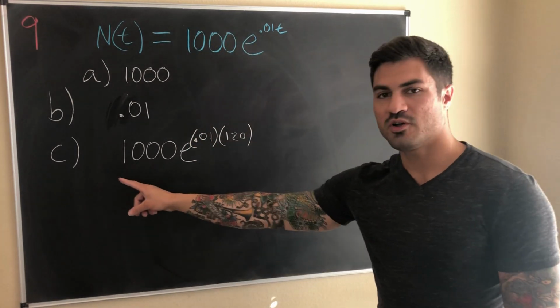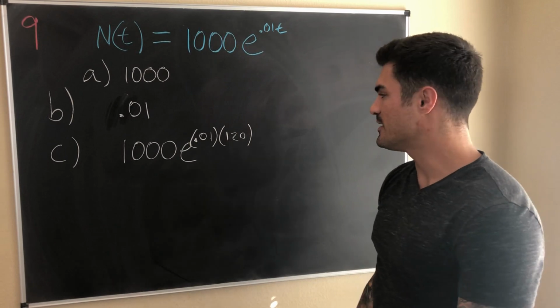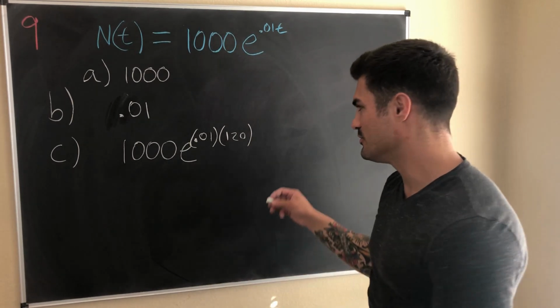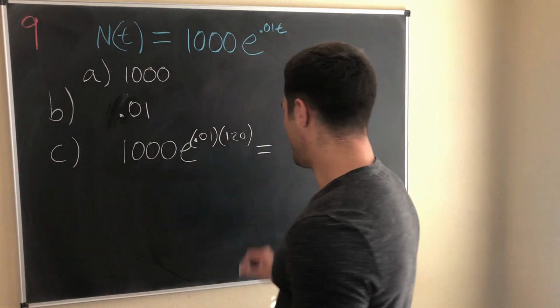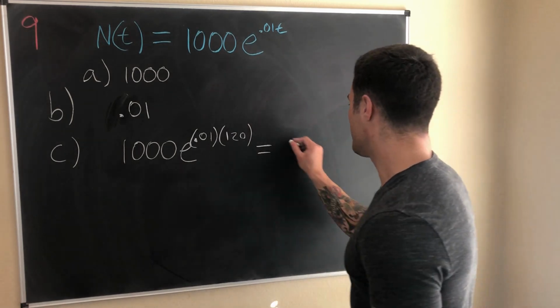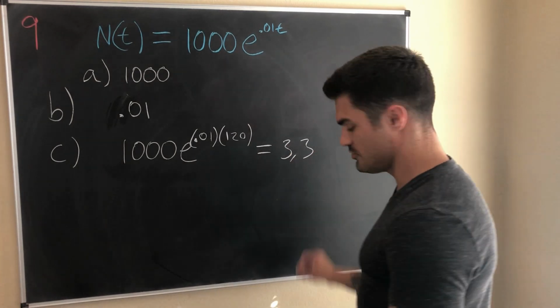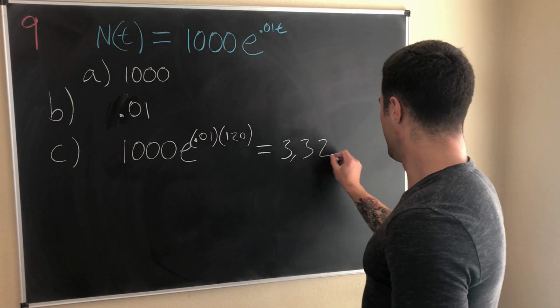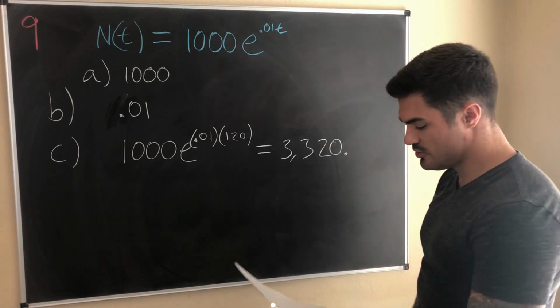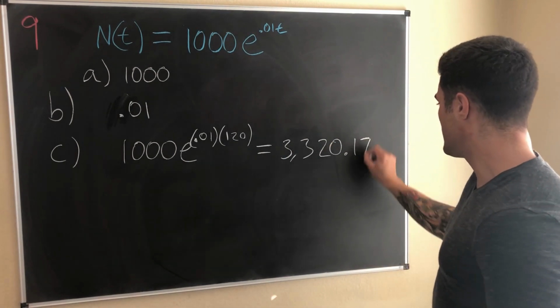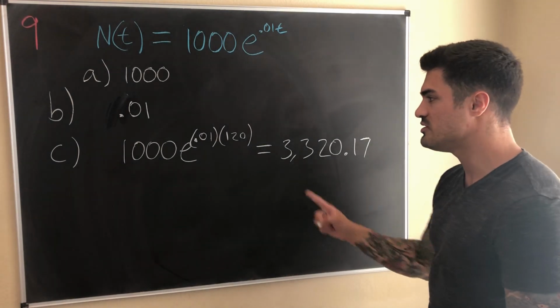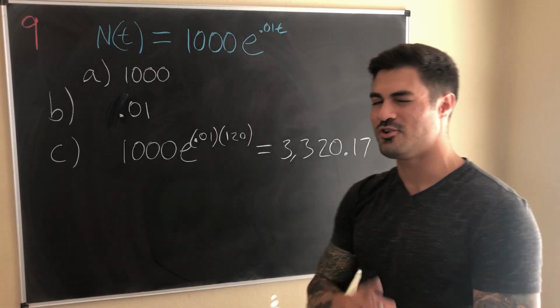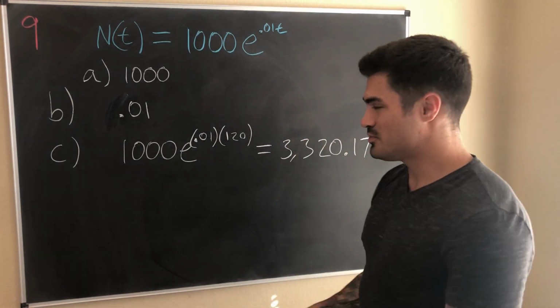And you can literally just plug this whole thing into a calculator, right? That's actually the only way to get this. Of course, you can't really do this in your head or by hand or anything like that. So if you plug this all in your calculator, you get 3,320. And I think I rounded to the hundredths place because I got 0.17. That's what I wrote down. So that's part C. You're literally just plugging in a time, making sure your units are correct, and then just plugging that in a calculator.